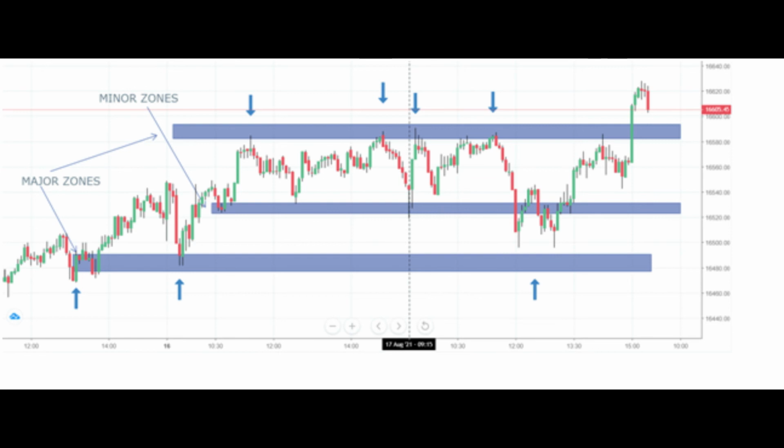As you can see, we had already marked the demand and supply zones for today, and as the prices approached those zones, you can see how they behaved and gave us good opportunity.